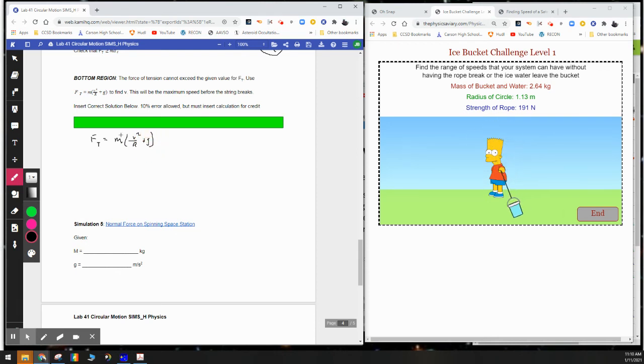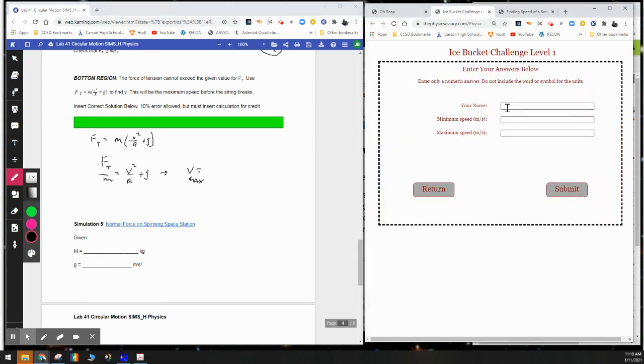Okay, so we have all the values we need. If I was going to do this problem, the force of tension divided by M is equal to V squared over R plus G, right? Then from here, we should be able to solve for V. So you get V, and this should be V maximum, the maximum speed at which you can have this bucket going so the string does not break. All right, so when you hit end, you're going to put your name, the minimum speed, and the maximum speed.